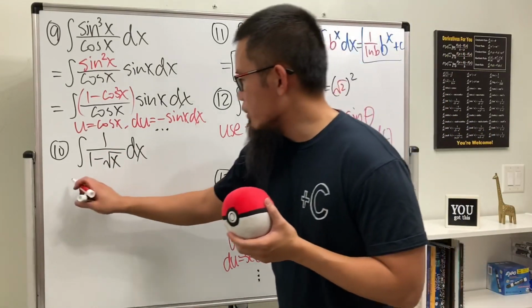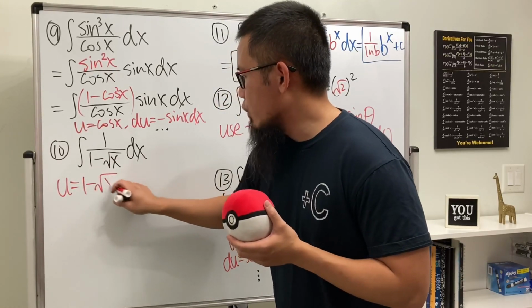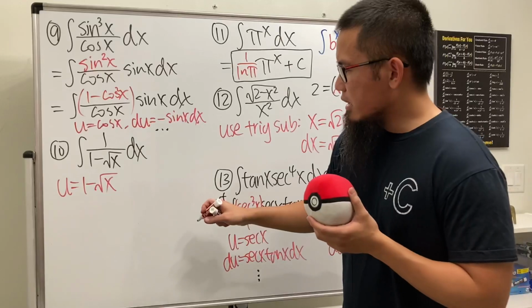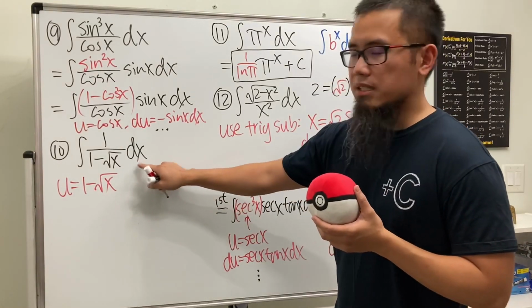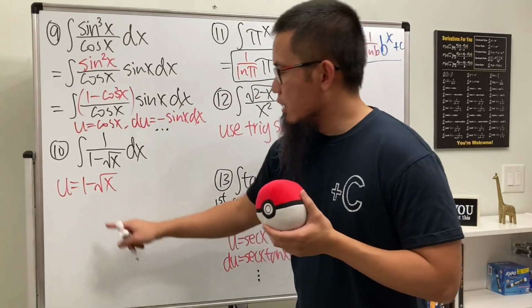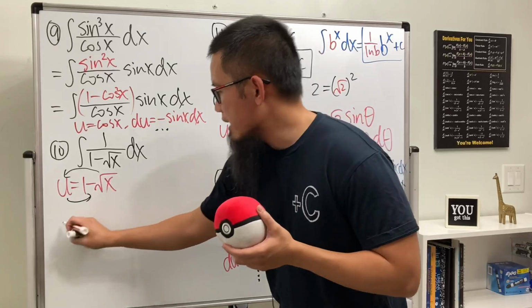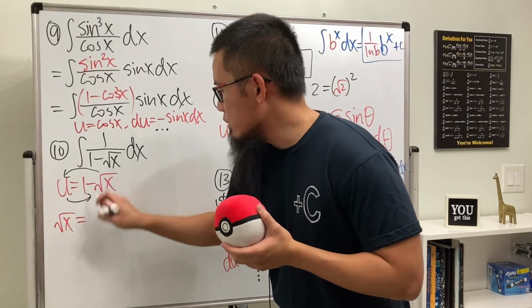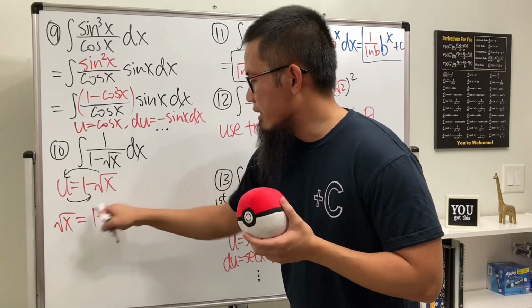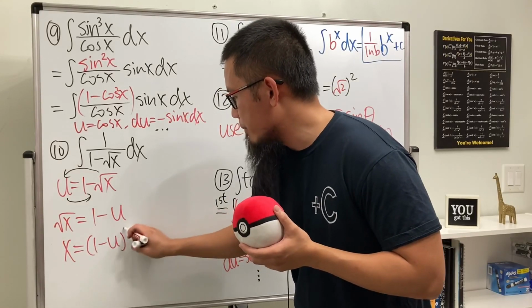Let's go ahead and let u equal the denominator, which is 1 minus square root of x. And here, because we have to get the dx by itself, it's actually easier to isolate the x first. So let me move this there, and then let me move the u here, so we get square root of x equals 1 minus u. And then let's square both sides, so x equals parentheses 1 minus u squared.